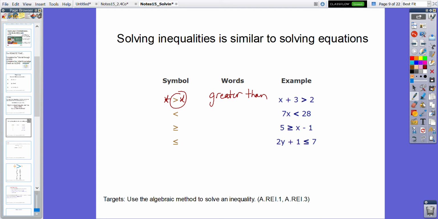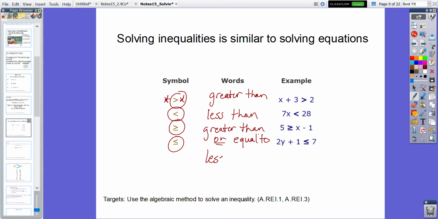Similarly, if we have the arrowhead reversed, like in the next one, that's considered less than. The number on the left is less than the number on the right. If we take the greater than symbol and add a little line at the end of it, that means greater than or equal to. It's not "and equal to," it is "or equal to," because a number can't be both greater than and equal to. It has to be one or the other. And similarly, as you can probably guess, this one is less than or equal to.